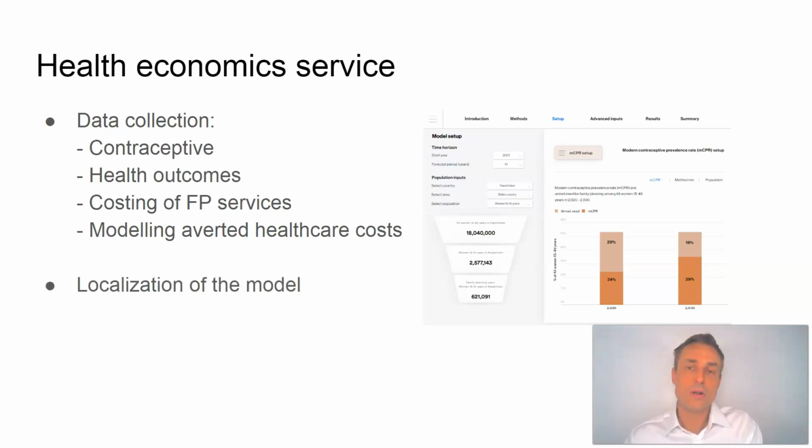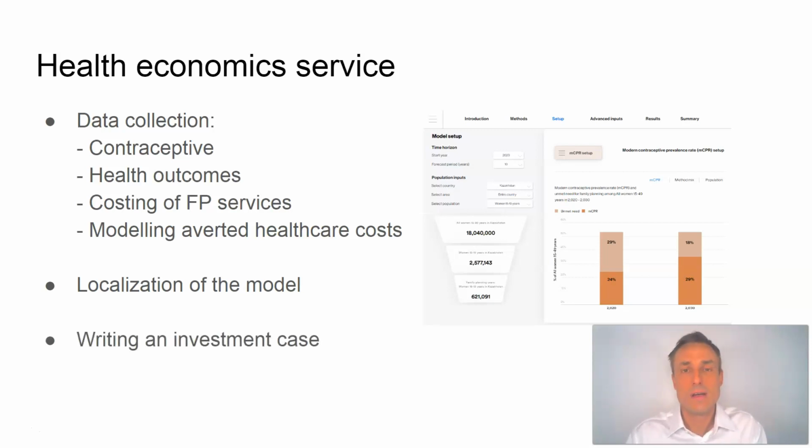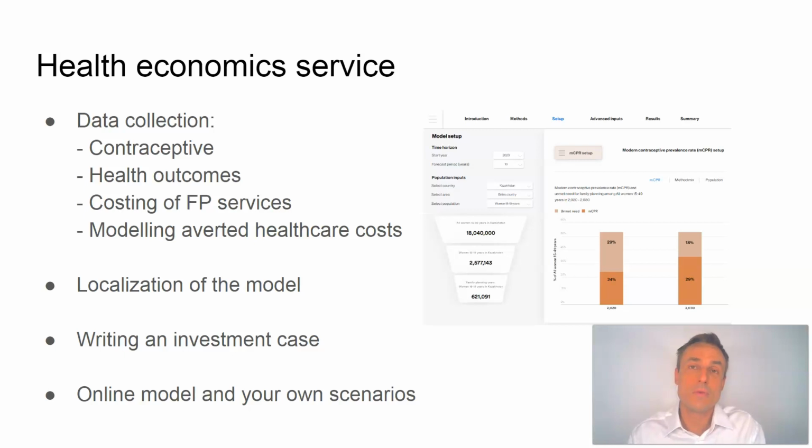We localize the model to work in your country, but more importantly, it needs to work hand in hand with the current advocacy message that you are working on, so that they work together. We write an investment case, a 3-page policy brief for the healthcare decision makers, with concrete recommendations and straightforward results that they can easily get quickly from the document. And then we will leave you with the online tool.